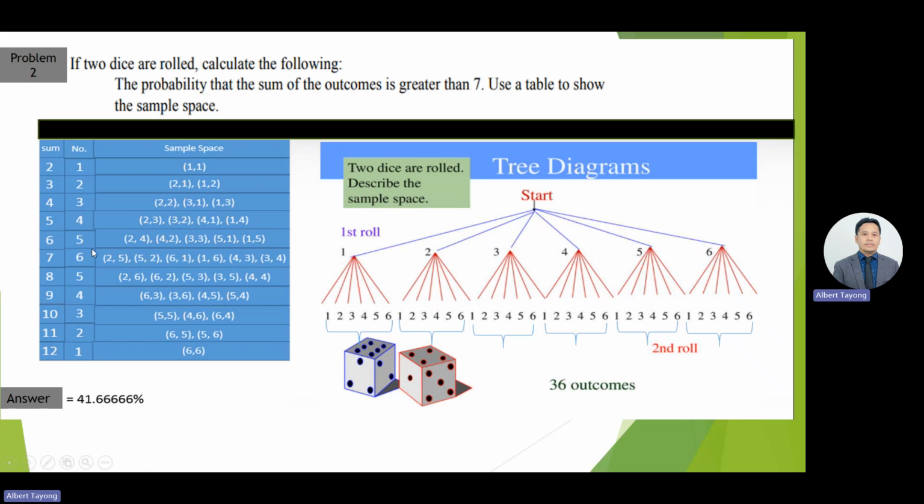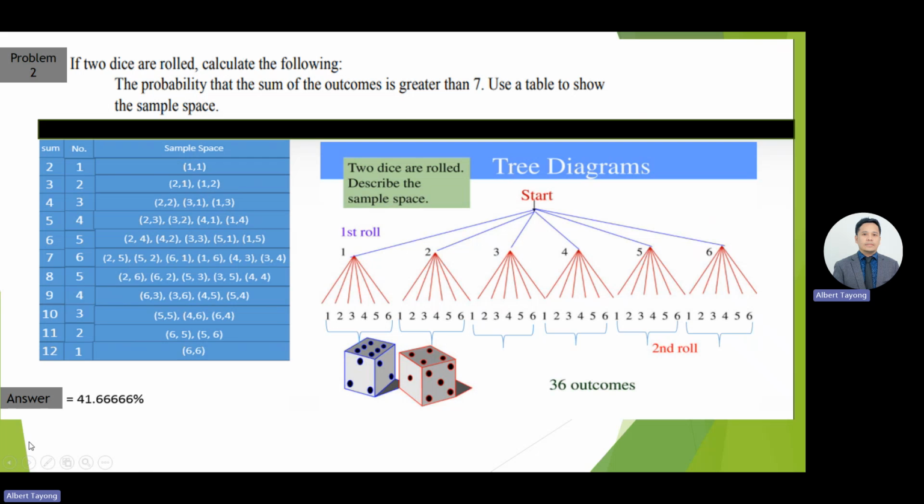Now, as soon as you get 6, you have to go back to 5 until 1. So 1, 2, 3, 4, 5, 6. Then for 8, there are 5 pairs: 2,6; 6,2 until 4,4. And then for 9, 4 possibilities. And then for 10, there are 3. For 11, 2. For 12, only 1. That is 6 plus 6.